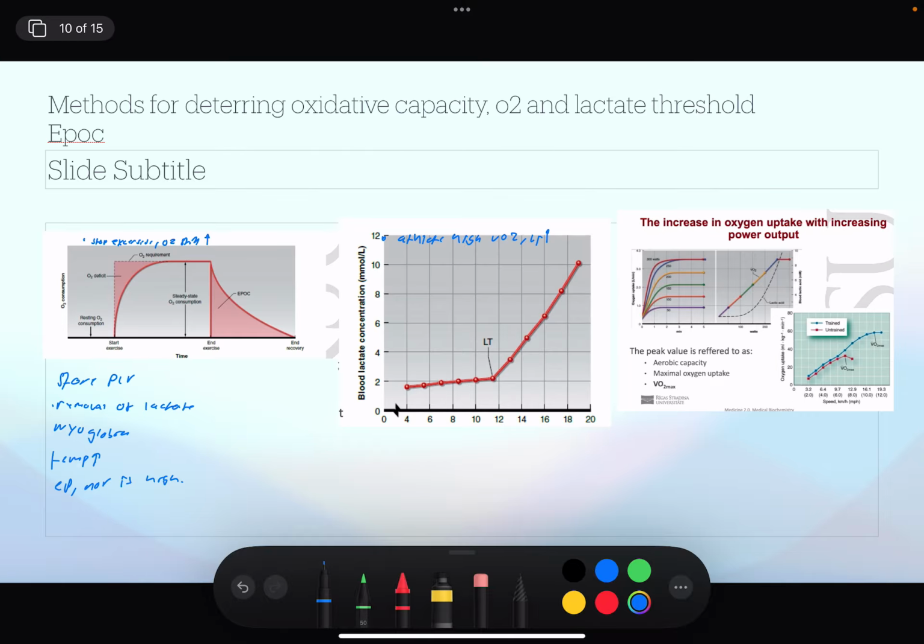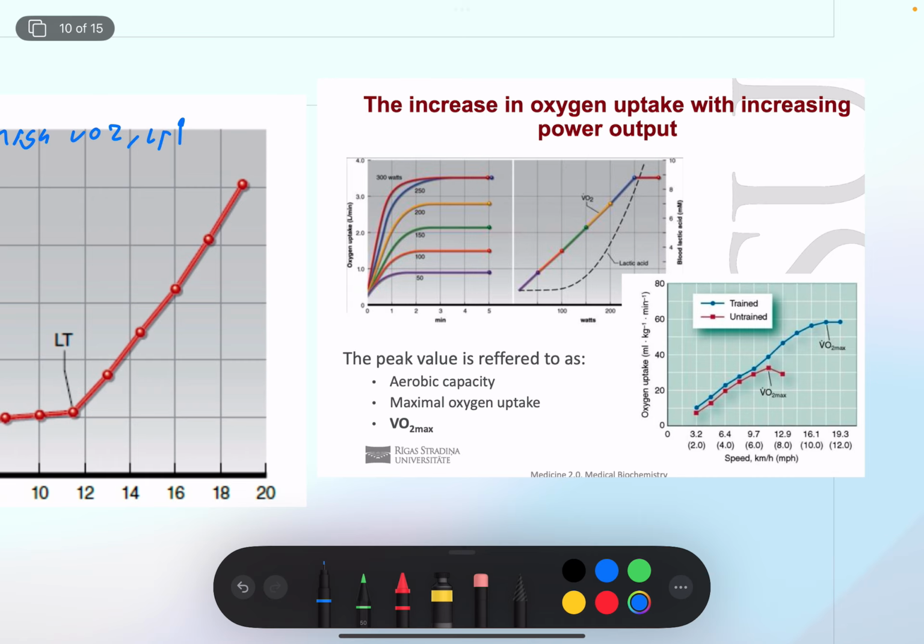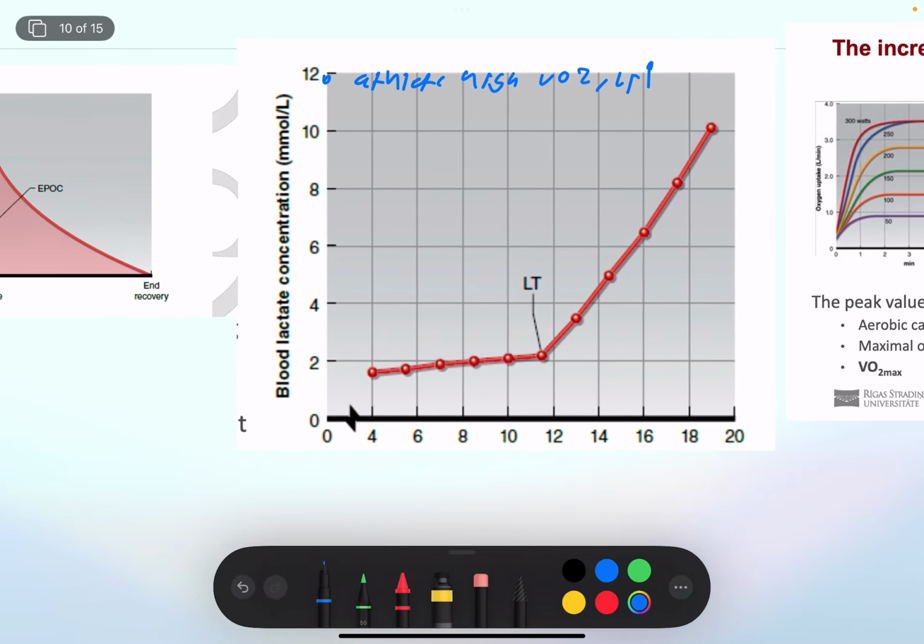Now, what are the methods for determining oxidative capacity? These could be explained as the VO2 max and the lactate threshold. Basically, oxygen uptake increases with power output. So here we talk about the VO2 max. The higher your VO2 max, the more you rely on aerobic capacity rather than on anaerobic glycolysis. But you also have the lactate threshold.